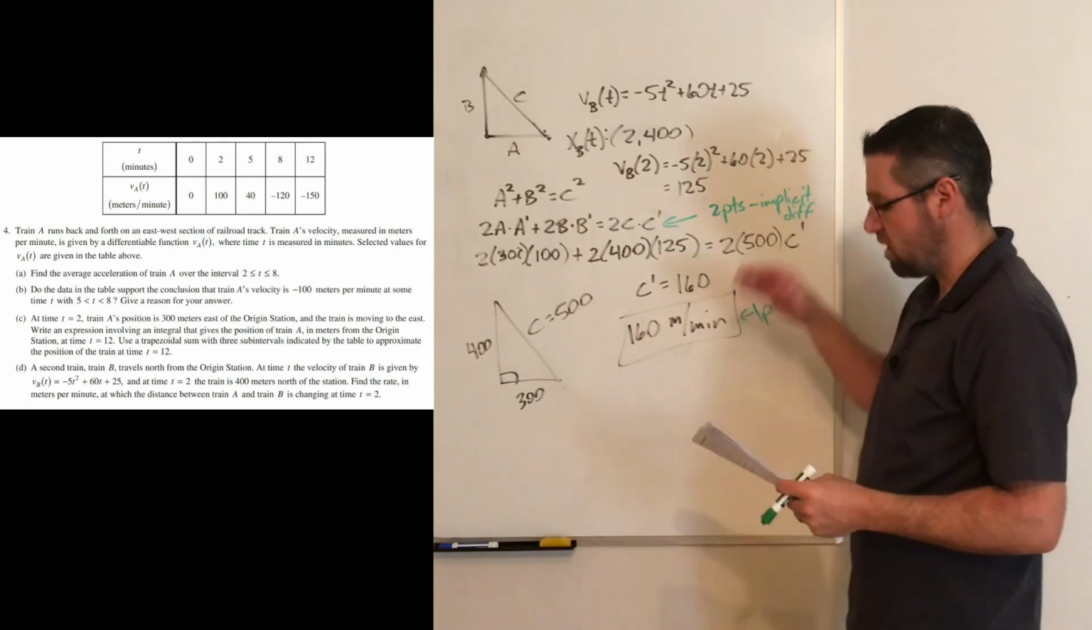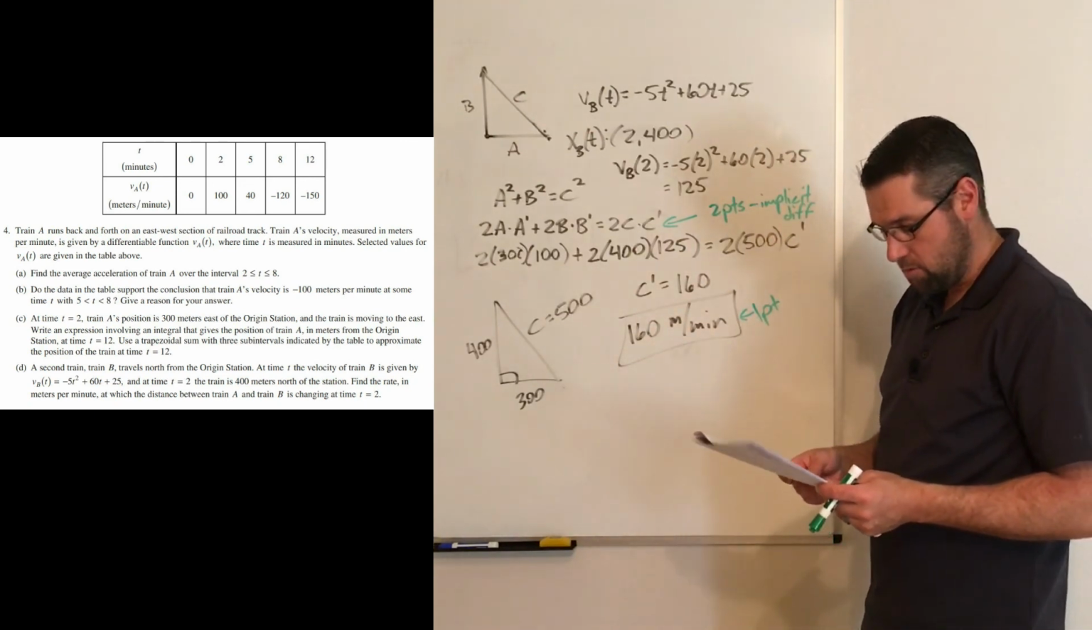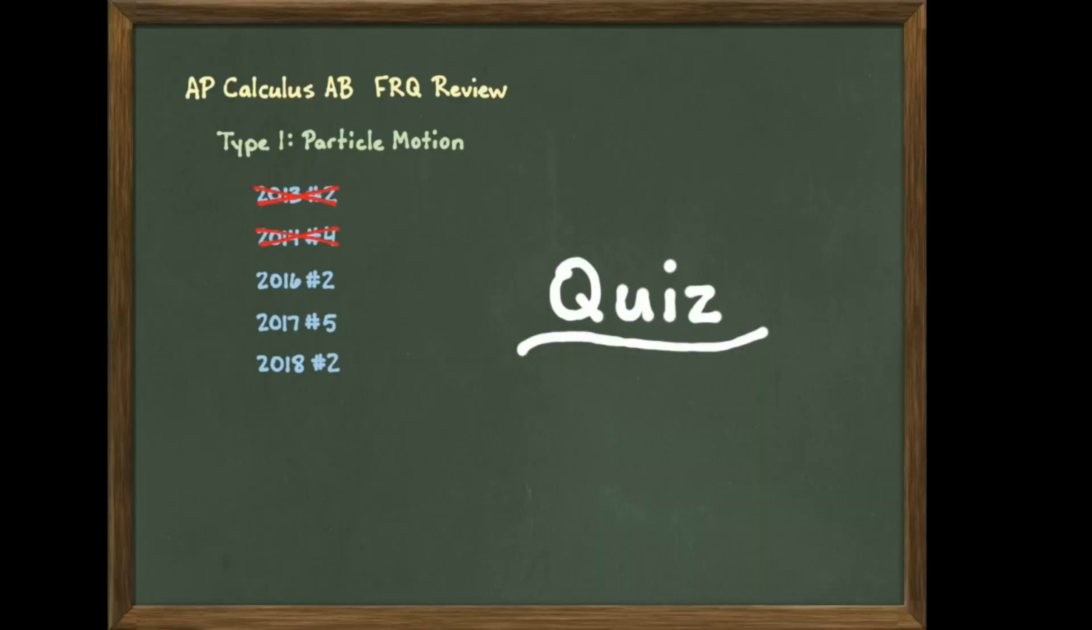Go ahead and grade yourself. It was out of 9 points altogether. Be honest with your grading. So now we have done 2014 number 4.